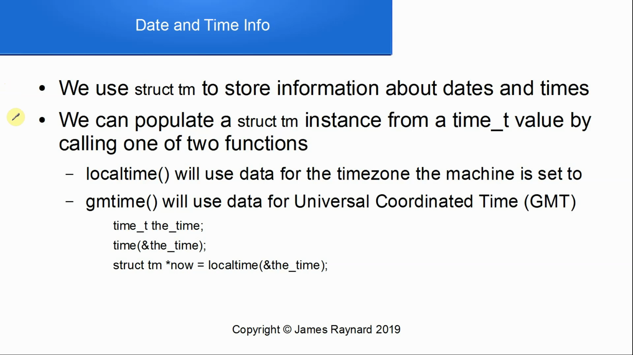There is actually a function, or two functions in fact, which are provided for initializing a tm struct given a time_t value. If we call the localtime function, that will populate the tm with data corresponding to the time zone that the computer that the program is running on is set to. If we call gmtime, that will use data for universal coordinated time. Originally this was Greenwich Mean Time, which is why the function is called gmtime.